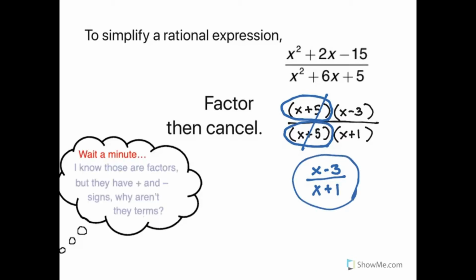Now I can imagine you saying, wait a minute, you said I couldn't cancel the things that were added before, but x plus 5 is added. Why can you cancel that? And the answer is that the factor is the whole piece altogether. It's x plus 5. There's 2 terms in the factor. The factor is the binomial. And when we cancel binomial factors, they have to match exactly.